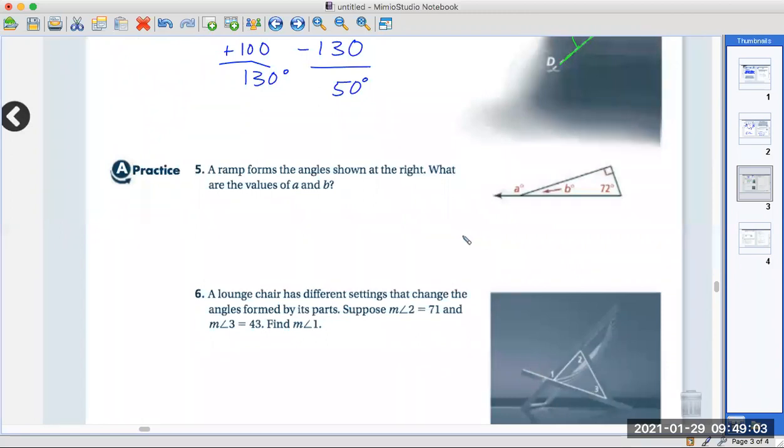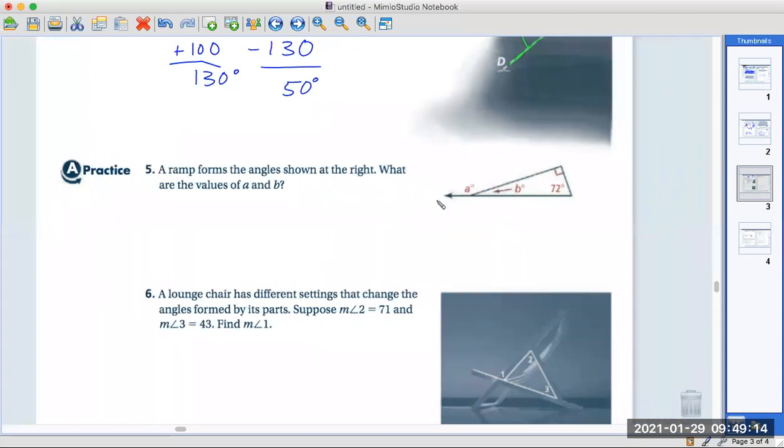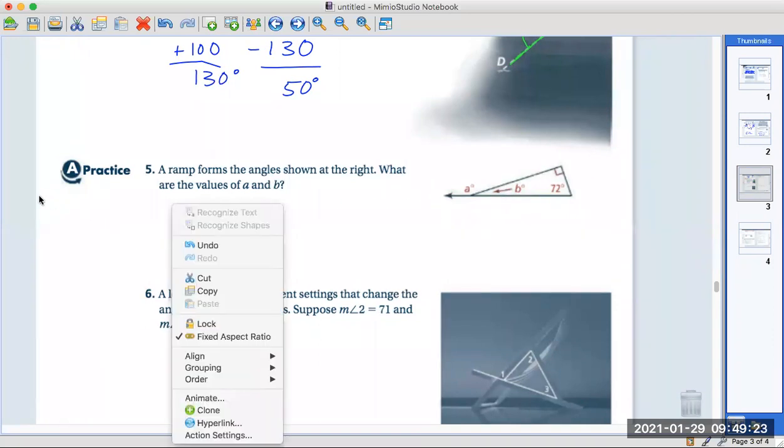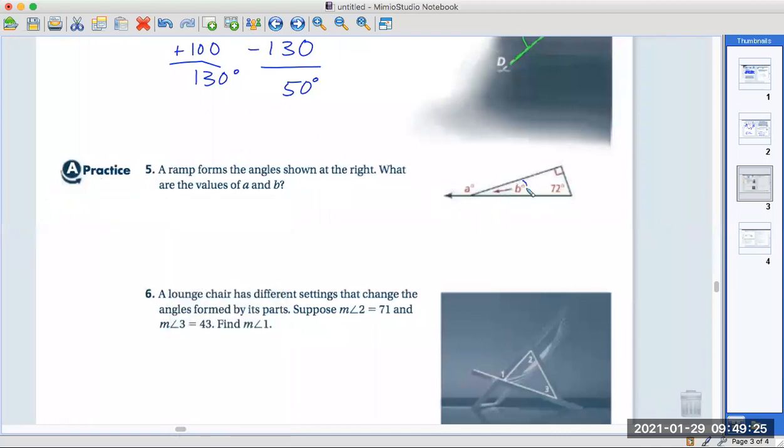So we got a ramp. We're going up this ramp. Could be a wheelchair ramp, could be a ramp when you load and unload some trucks that go up to a dock. The ramp forms the angles shown. What are the values of A and B, which are angles, right? A and B are angles, notice, right there.